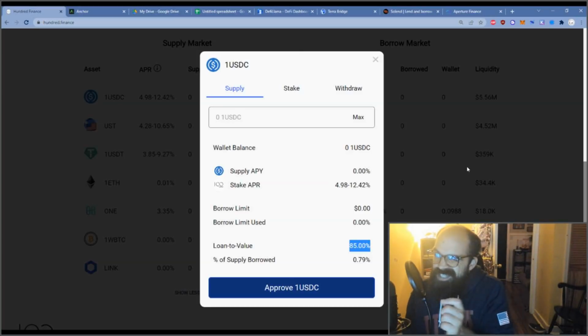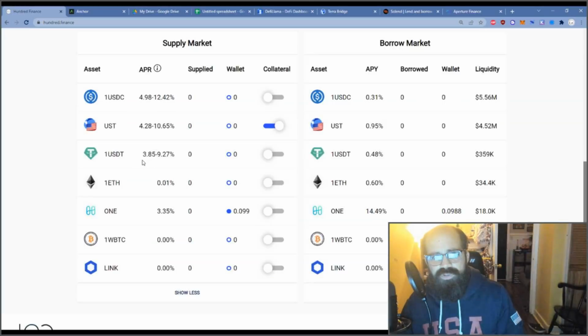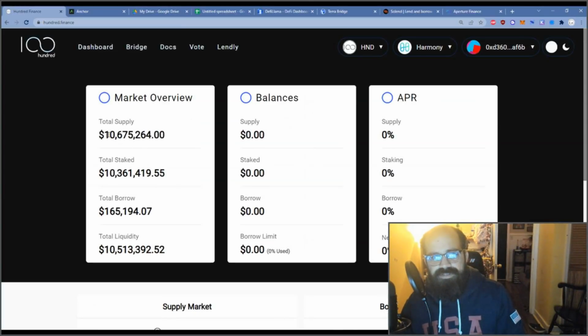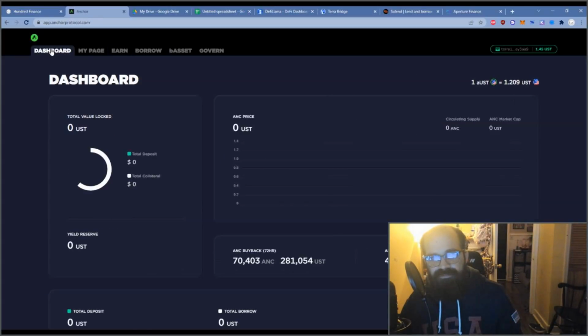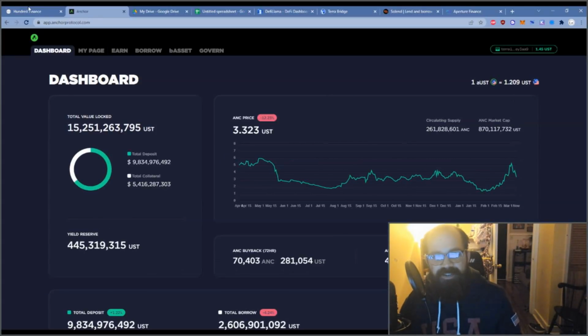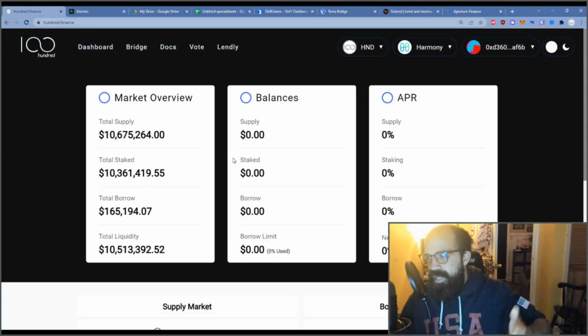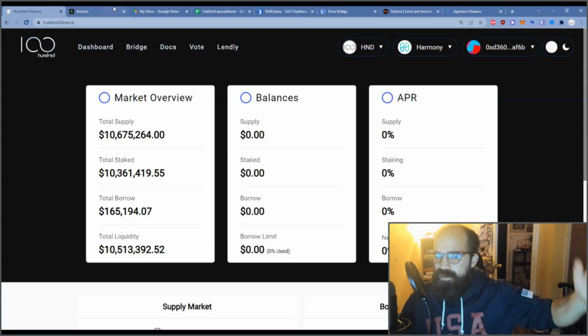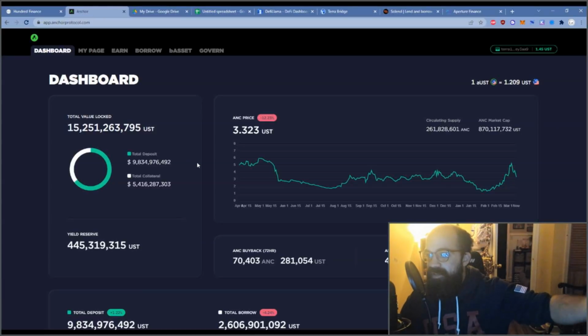100 Finance is a newer protocol, but it's been around for months now without any hacks, without any major losses or any losses. Lower TVL, so I think we look at the TVL here. It has 10 million TVL as opposed to like 15 billion TVL. So in terms of protocol size, Anchor, clearly more people trust this protocol because it's getting more yield.